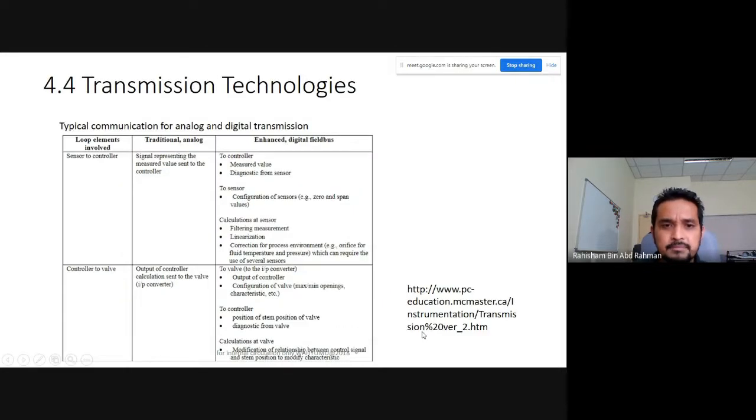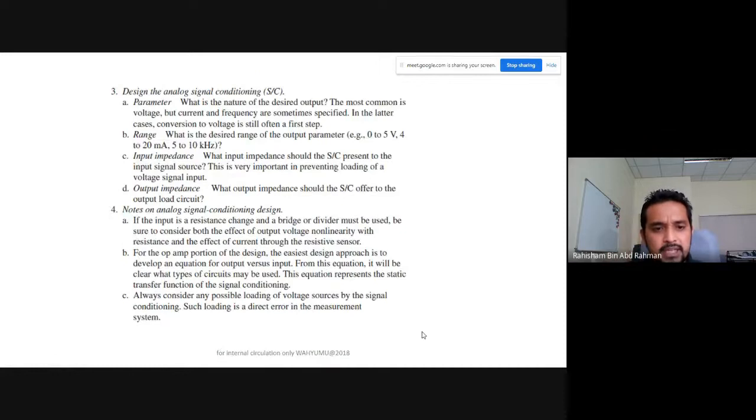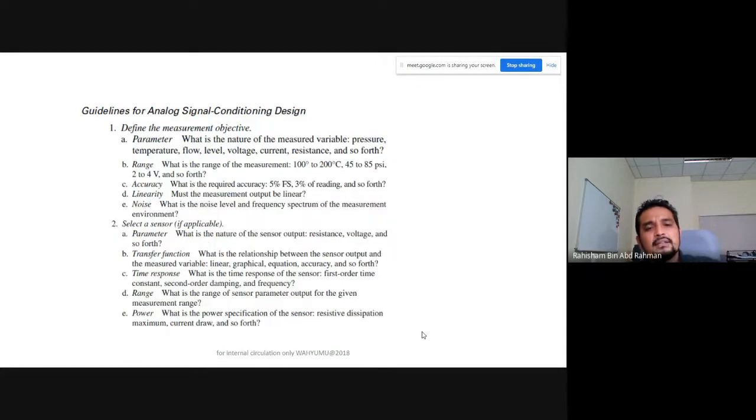Okay, have a look at this one, read by yourself. At least you need to know all of this guideline for analog signal conditioning.